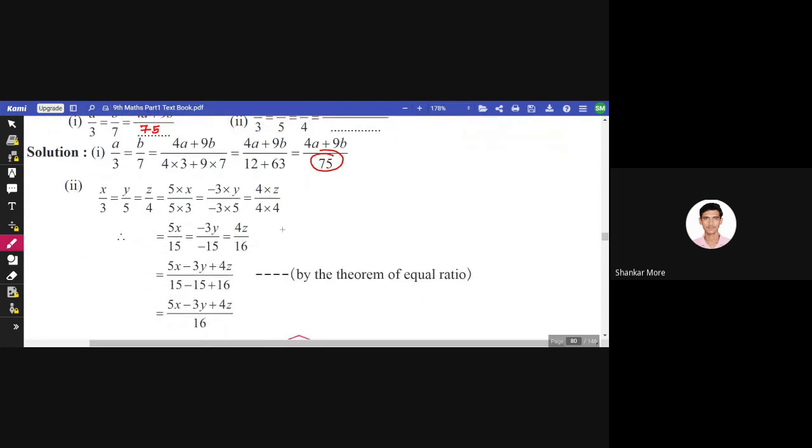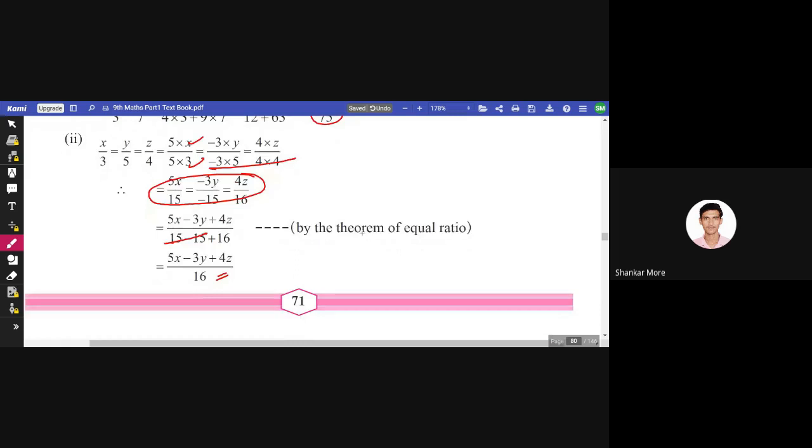So what I was telling you is that if x is multiplied by 5, then 3 also has to be multiplied by 5, and so on. So these are the ratios. This is the answer. So we add the numerator, that is 5x minus 3y plus 4z. So we have to add the denominator as well, that is 15 minus 15 plus 16. 15 and 15 cancel out and it would be 16 only. So in the blank space we have to write 16. Okay, so this is the theorem of equal ratios.